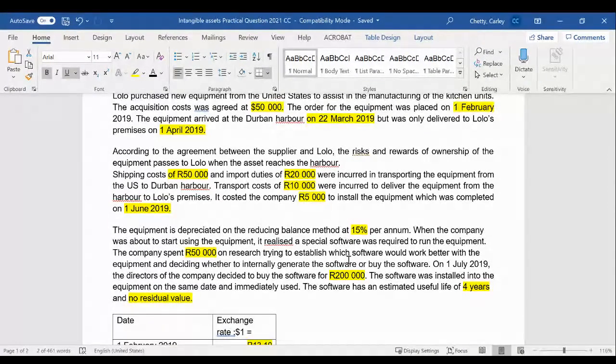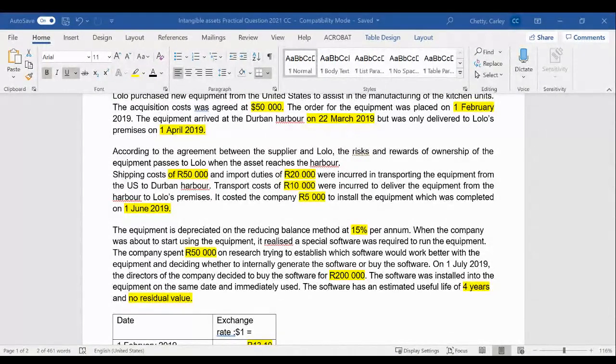So the software was only installed on the 1st of July, and the equipment was immediately used from that date. So therefore, our depreciation is only going to start on the 1st of July, not the 1st of June. If the equipment could run without the software, then yes, we could depreciate it from the 1st of June. But because the equipment cannot be used without the software, it needs to be depreciated only from the 1st of July, because that is the first date where they are able to use it. So our depreciation is going to be from the 1st of July.